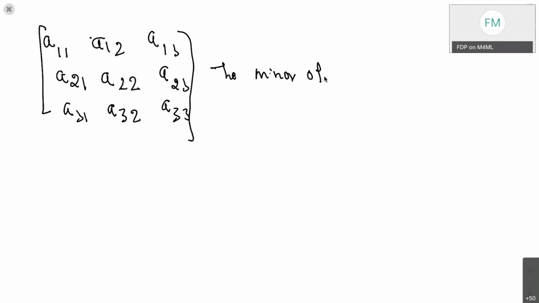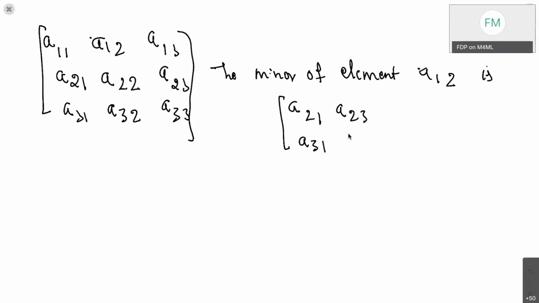So now for this, the minor of element A12 can be determined as A21, A23, A31, A33, right?